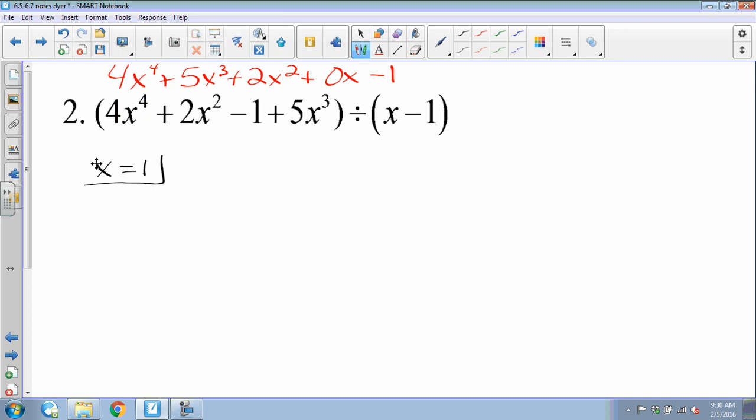So if it's x to the 4th, you need to have 5 numbers right here, because it's all your exponents plus your constant. Right? So if it's x to the 5th, you need to have 6 numbers right here. Okay, so maybe that'll help you to realize you're missing a number. Most of the time, they'll probably not be in order. Okay? So, we put our coefficients: 4, 5, 2, 0, and negative 1.